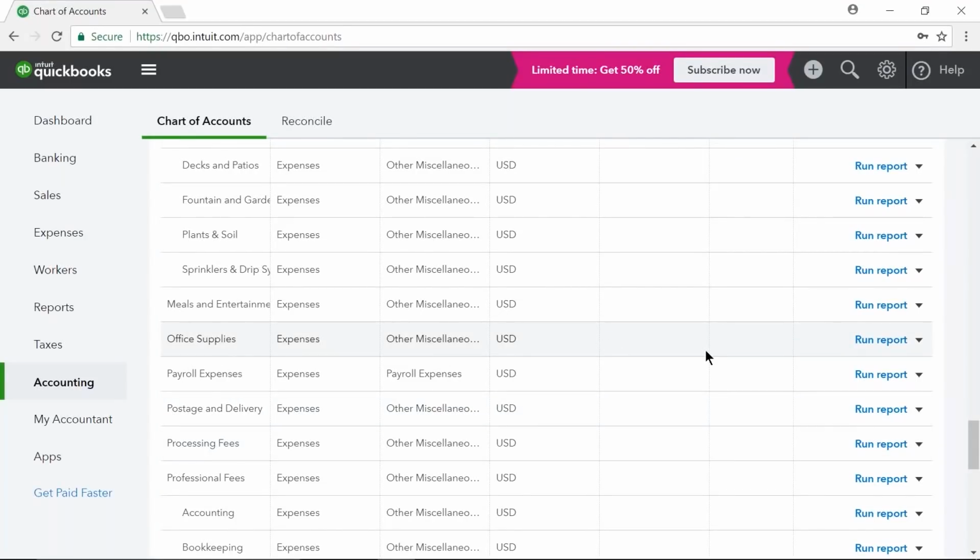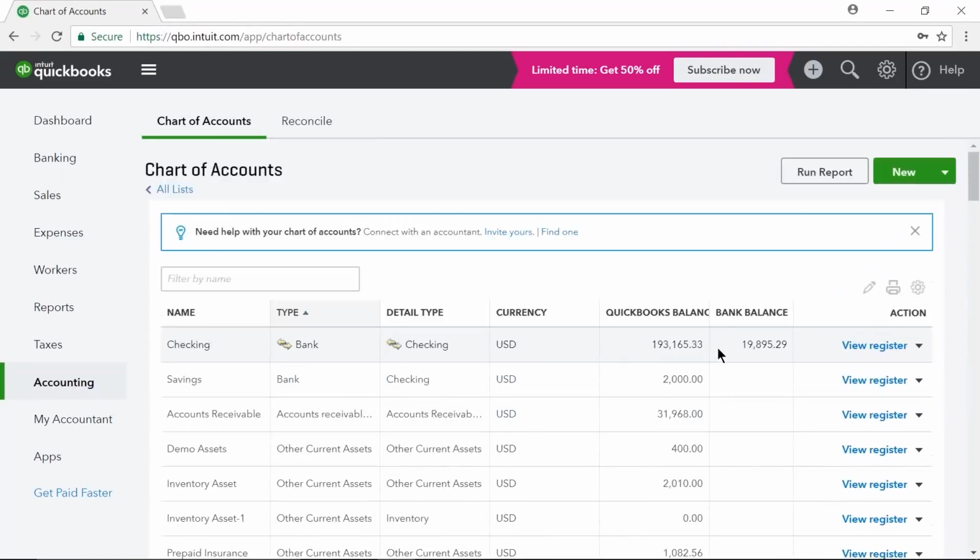There's office supplies, but I don't see a number here. And it's a little disconcerting to see that because all of those accounts up at the top had numbers. Why doesn't this one have a number? Well, the accounts up at the top are accounts that add up all of the transactions that have ever had that account. Like for instance, right here, this bank balance, $19,895.29, that is the sum of all transactions that ever hit that bank balance. And it just happens that we've received this much more money than we've actually spent. So that's what leaves us with that balance.